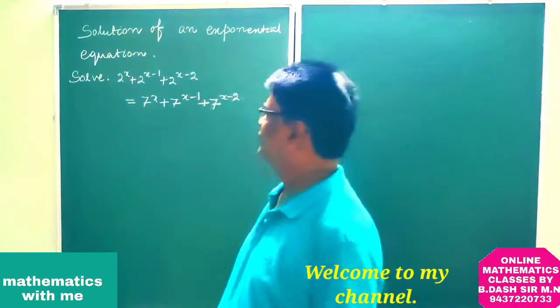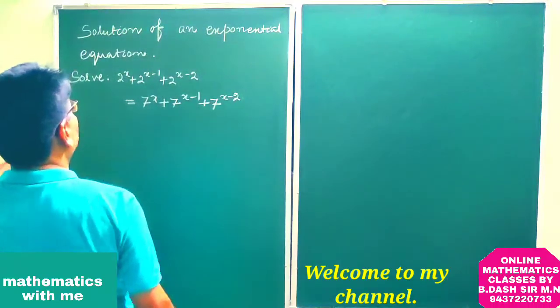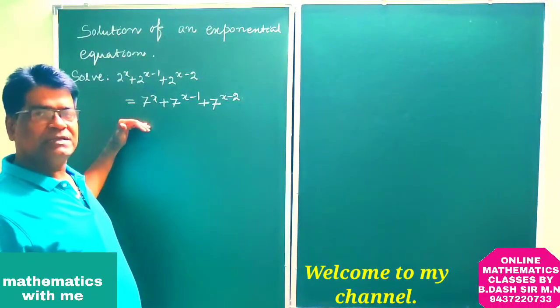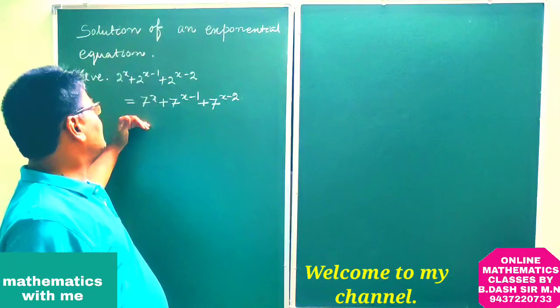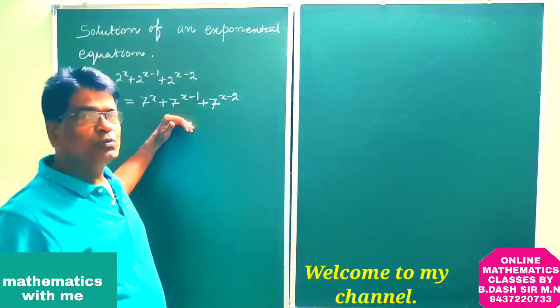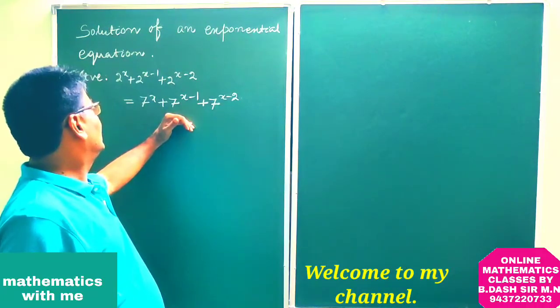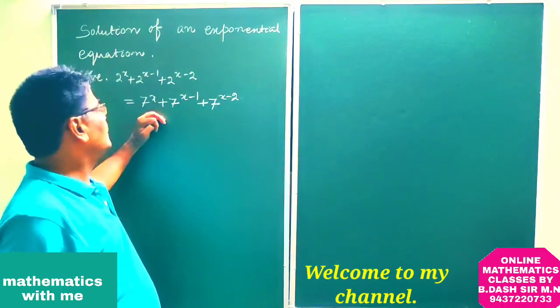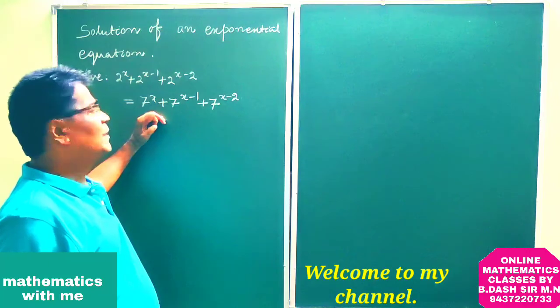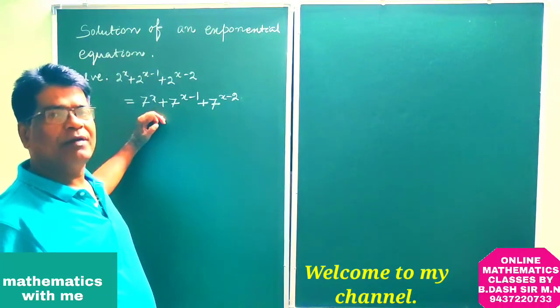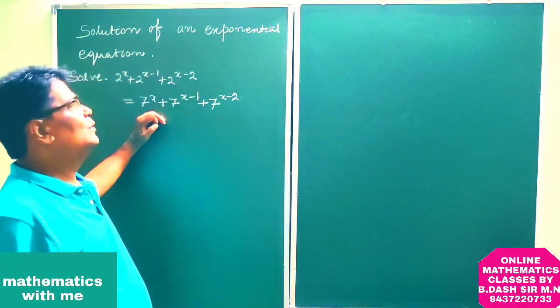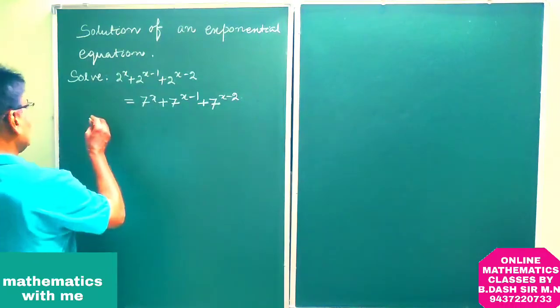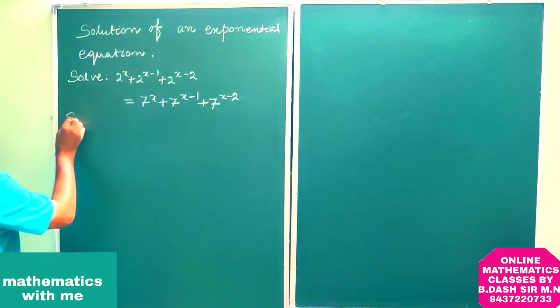So here the question is, solve the equation 2^x + 2^(x-1) + 2^(x-2) = 7^x + 7^(x-1) + 7^(x-2). Now, let us solve the equation.